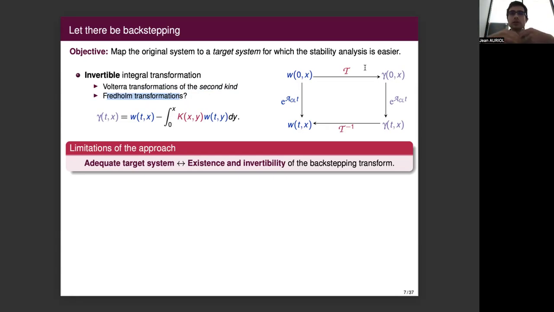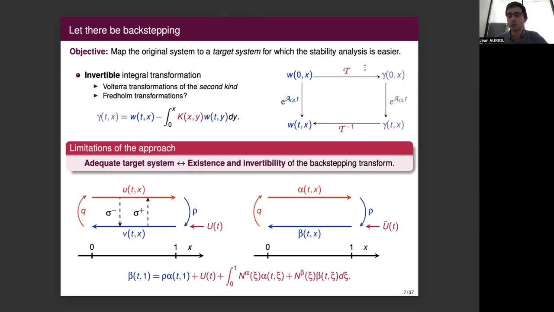The limitation, or actually the difficulty of the approach, is that you need, in the meantime, to find an adequate target system, which means a target system for which the analysis is simpler. But you also need to prove the existence and invertibility of the backstepping transformation. And both problems are related. However, for the system we consider, the target system is quite simple. Basically, you can just choose a copy of the dynamics and get rid of the in-domain coupling terms. These in-domain coupling terms have not completely disappeared. They have been moved to the actuated boundary, and now take the form of integral coupling terms.